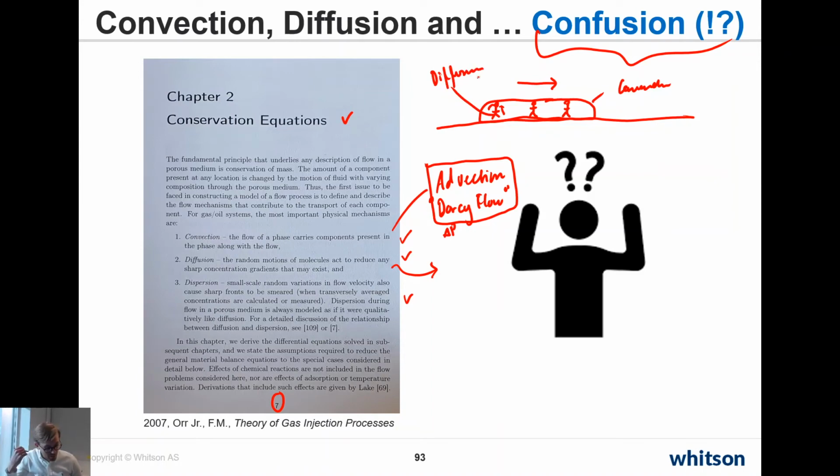And to make it even more complex, we have this process of dispersion, which is small-scale random variations in flow velocity that also cause sharp fronts to be smeared. So this is related to displacement fronts. That was a question earlier. And dispersion during flow in a porous media is always modeled as if it were qualitatively like diffusion. So from a modeling perspective, we model dispersion and diffusion in the same manner numerically.